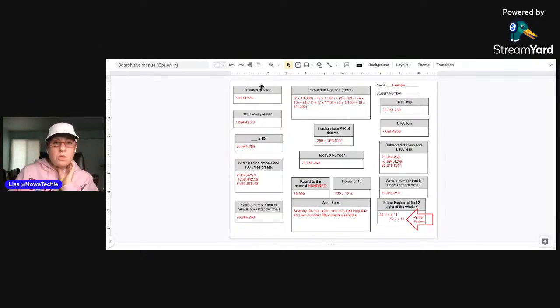And then we would go to this left side. So everything on this left side, this makes sense to me, is greater. So we're looking at things that are greater. So 10 times greater, 100 times greater. This number to the 10 power of 3. Then we would do adding with the decimals. Then they would have to write a number that is greater than the number.